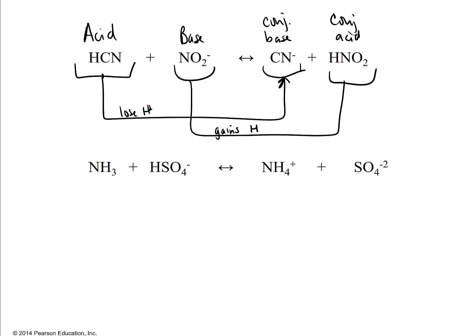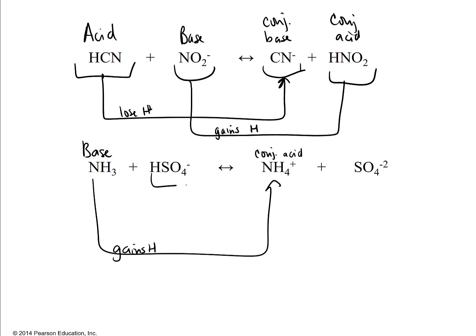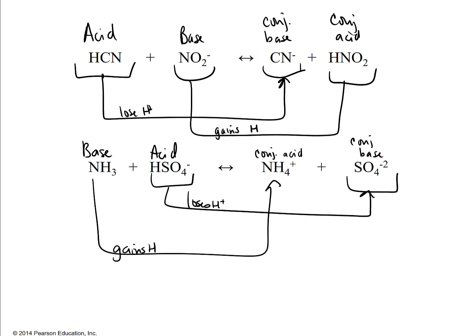So NH3 becomes NH4, and H2SO4 minus, that means it's an acid, right? Acids are always going to lose the hydrogen, bases are always going to gain. So that makes the SO4 2-. Okay, and you understand what I mean by conjugate base.